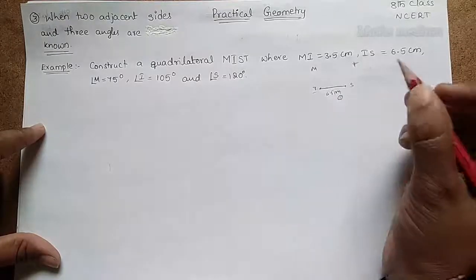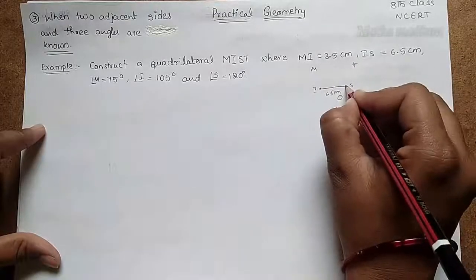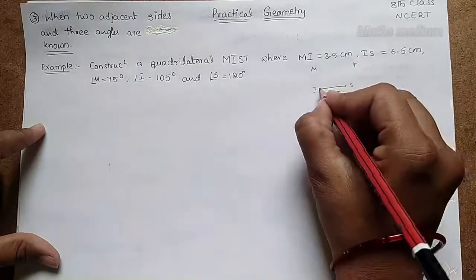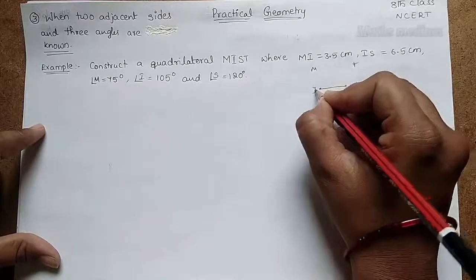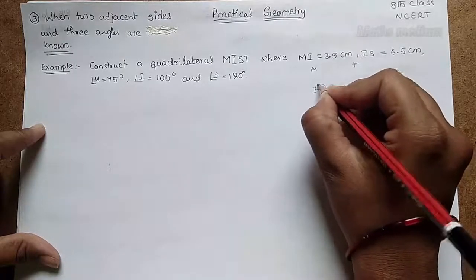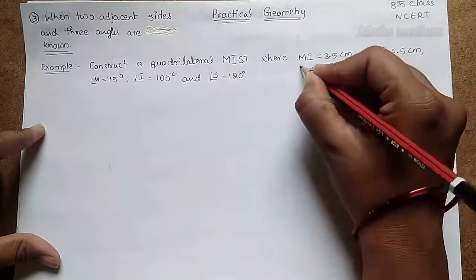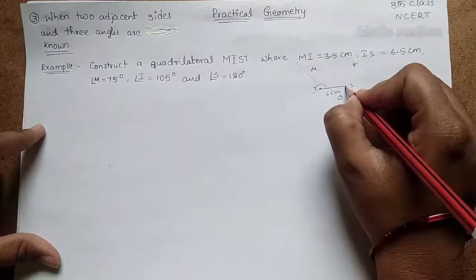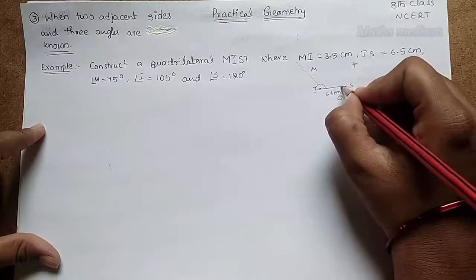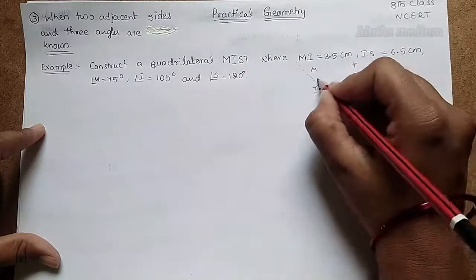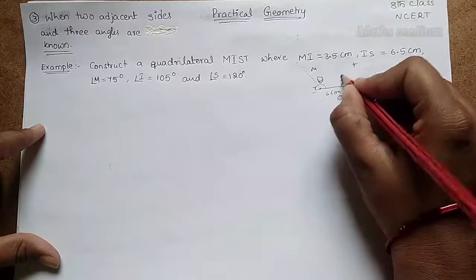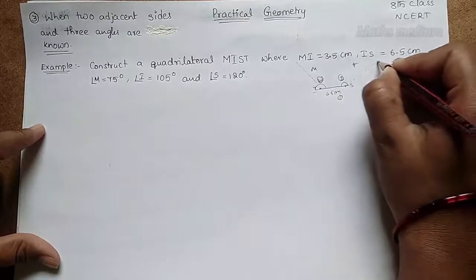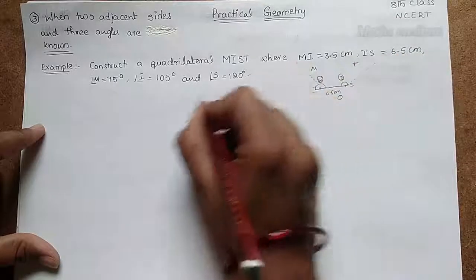This is step 1. And at I and S we have 2 angles. So take at I 105 degrees. Take a protractor here. Make 105 degrees like this. And here at S we have 120 degrees. So take a protractor here. This is step 2. This is step 1. This is step 3. Make another angle 120 degrees here, like this. Okay.